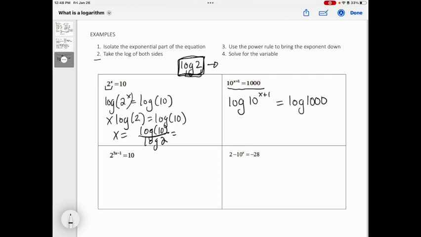Now, because we have it written with logs, I can use the properties of logs. So I can bring that x plus 1 down in front. Now remember, x plus 1 is the entire exponent, so you want to make sure you put parentheses around the x plus 1. So it doesn't look like you're only multiplying one of those terms by log. You want to make sure you're multiplying both of those terms by the log. So it's going to look like this.